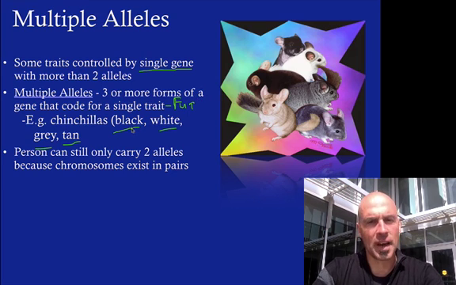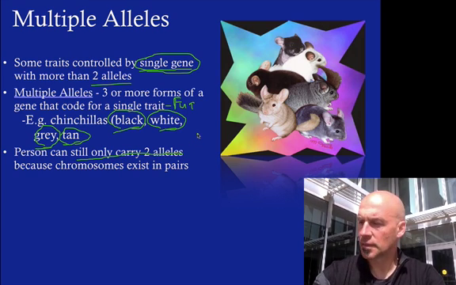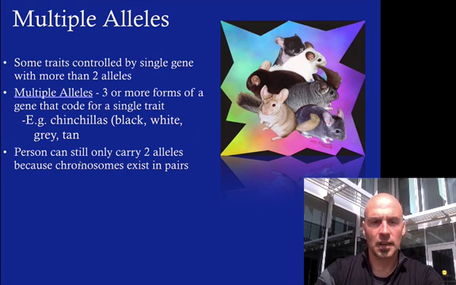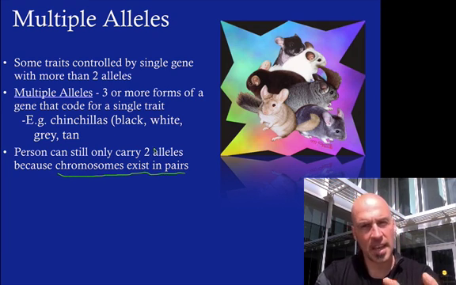But what's happening is you've got a lot of things living on there. You've got a black allele, a white allele, a tan allele, and a gray allele, all on this single gene. So you've got multiple alleles on one gene. But remember, you can still only carry 2 alleles, because the chromosomes have to come together in pairs.